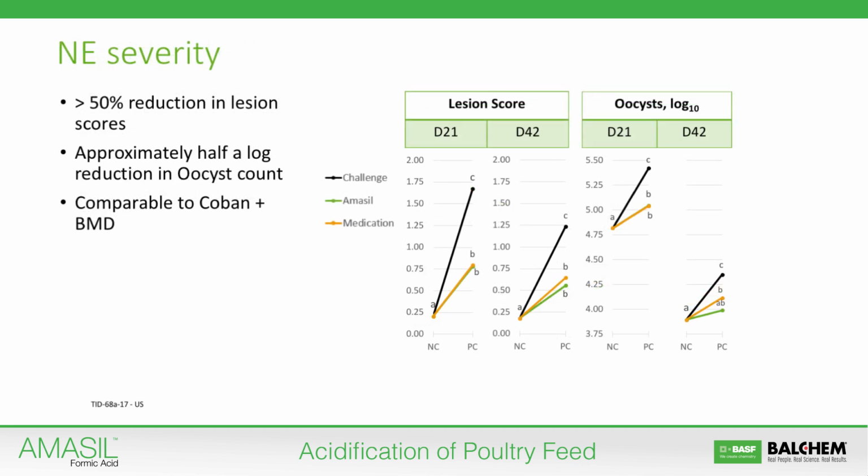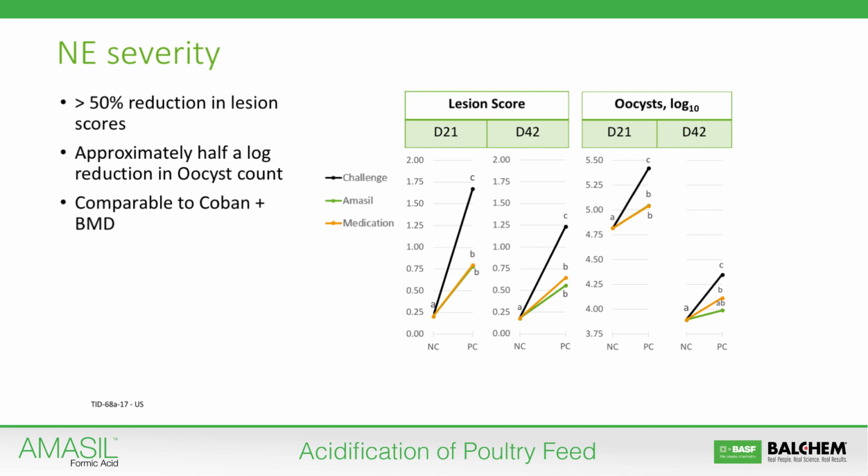When we look at necrotic enteritis severity, we looked at necrotic enteritis lesions, and we see at both day 21 and day 42 that, of course, there's a dramatic increase in lesions as a result of the coccidia challenge, and both amoxicillin A and antibiotic treatment of that feed resulted in improvements in lesions but didn't eliminate the problem. They were still different from the negative control.